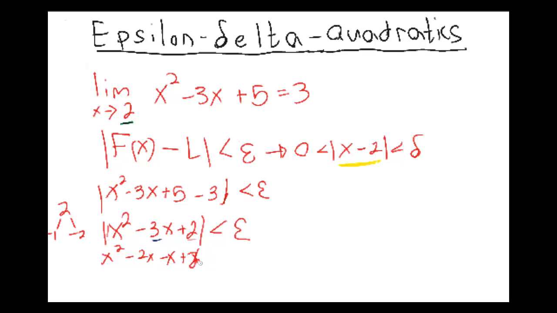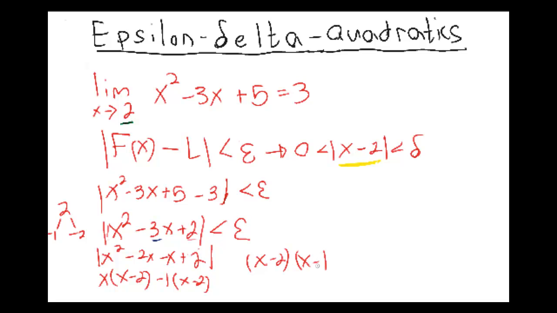Oops, that should be a 2 right there. That's sloppy. We don't like sloppy. Let's go ahead and erase that. Factor out the x, you get x minus 2. Factor out the negative 1, you get x minus 2. So whenever you factor out the x minus 2's, you get x minus 2 times x minus 1.